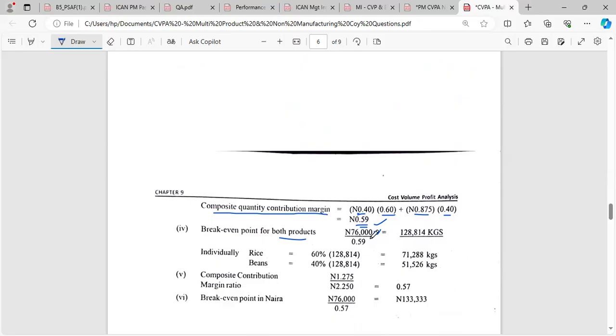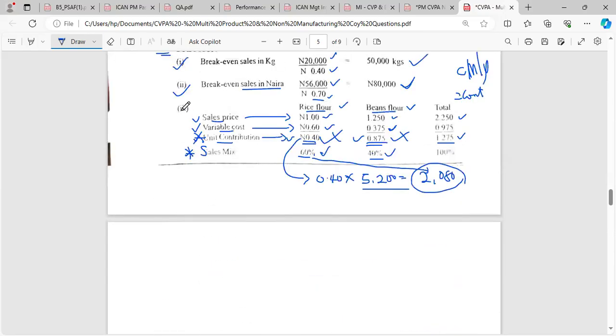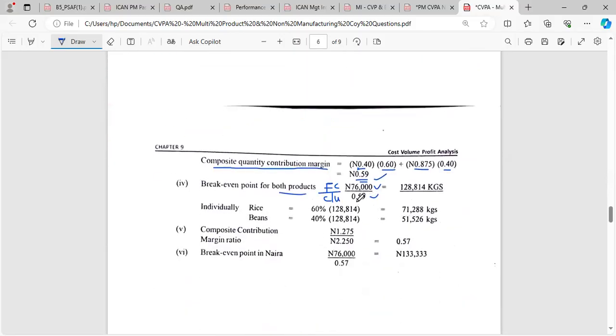So this 0.59 that we are putting here. Remember that this formula is fixed cost divided by contribution per unit. All the things we have been solving here give us our contribution per unit, 0.59. So if you divide the fixed cost by the contribution per unit, what you get is 128,814 kgs. This is what you are going to sell for you to break even.